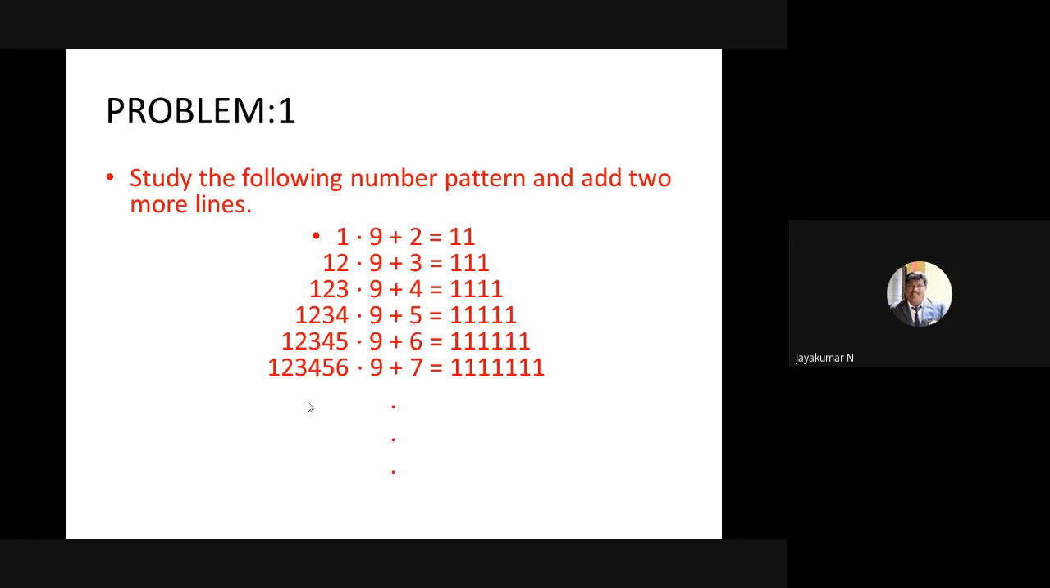Anyone answer me? The first one, 1 into 9 plus 2 is 11. Next row, 12 into 9 plus 3 equal to 111. The next line, 123 into 9 plus 4 is equal to 1111. Next one, 1234 into 9 plus 5 is equal to 11,111, and so on. You have to find the next 2 rows. Easily you can find it. Sorry, 8 ones, 9 ones, sir. Exactly, 8 ones and 9 ones.